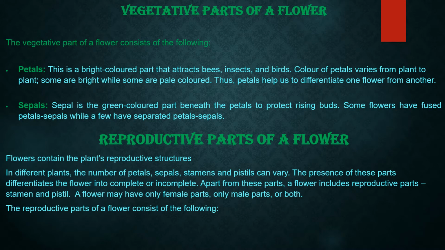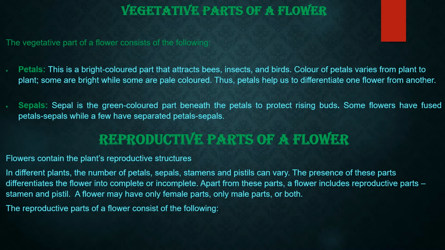First, the vegetative parts of a flower. The vegetative part of a flower consists of the following parts. The first one is the petals. This is a bright colored part that attracts bees, insects, and birds. The color of the petals varies from plant to plant. Some are bright while some are pale colored. Thus, petals help us to differentiate one flower from another. And these colors are to attract the insects for the purpose of pollination.